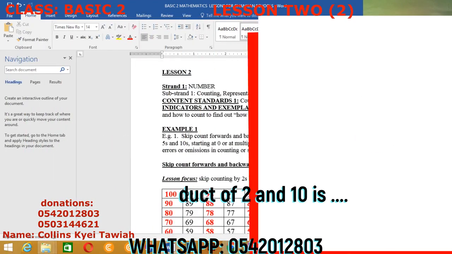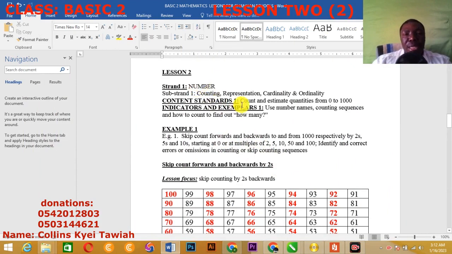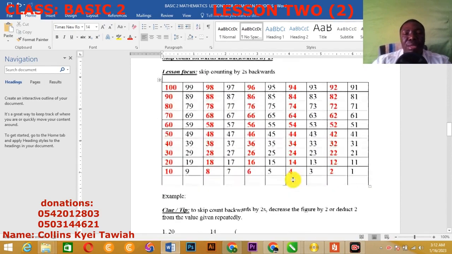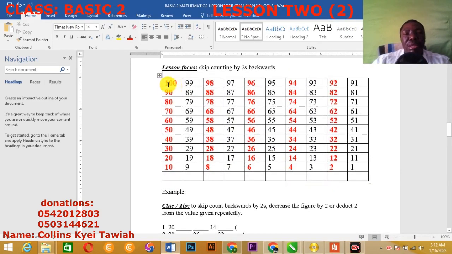Okay, so let's start today's lesson. Remember last week, in our previous lesson, we looked at how to skip count forward by twos. Today we are taking the opposite way around: skip counting backwards by 2. This is our lesson focus. That's the table you use, right? The figures in red indicate skip counting backwards by 2s.